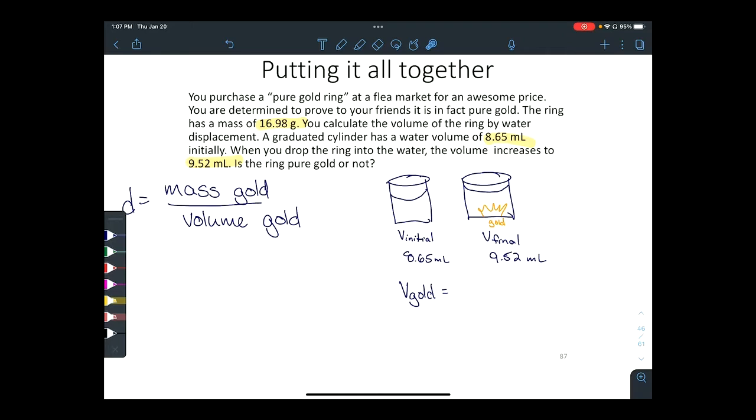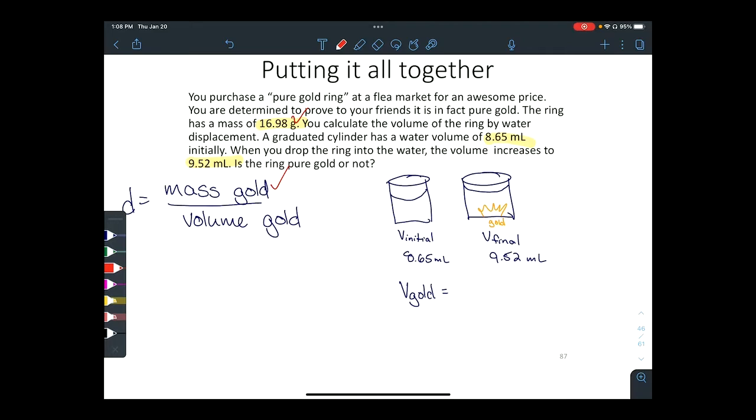So let's look at the values that are given here. Density, mass over volume. I gave you the mass of the ring, so 16.98. So that value we have. Now we need to figure out the volume of gold that we have. What's a little weird here is that I don't just give you the volume of gold, I give you a water displacement measurement instead.